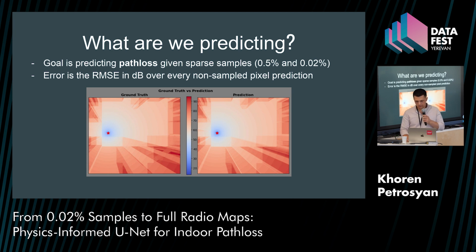So this is what the ground truths look like. These are maps. Each pixel has a color corresponding to a number. Each number here, the redder it is, the weaker the signal is at this particular point. This is the antenna, and you can imagine this is like a map of how strong a Wi-Fi signal is inside the room.